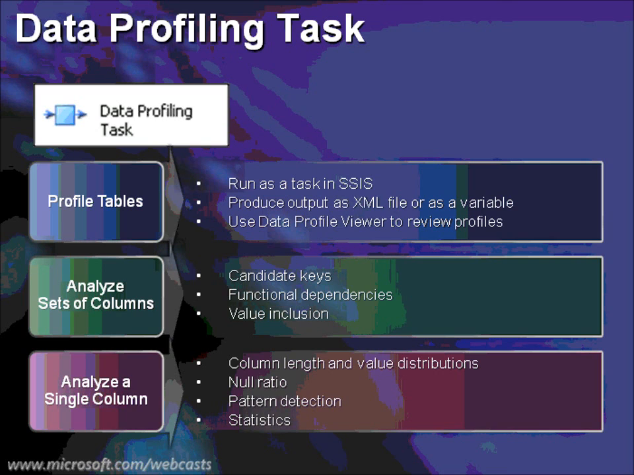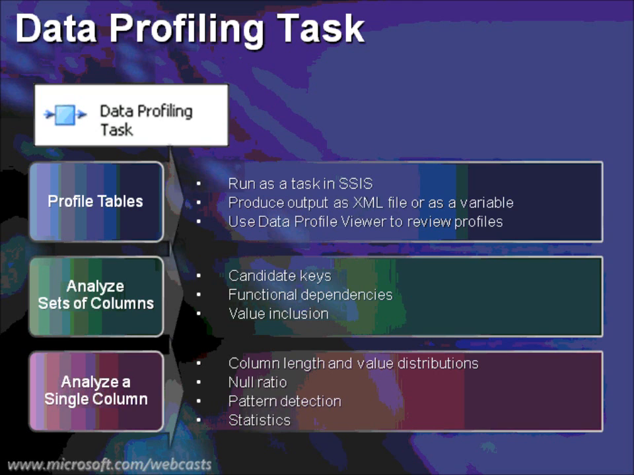The data profiling task includes profiles that operate on sets of columns. For example, you can use the candidate key profile type. We're going to see that in a demo in just a moment, to examine one or more columns to determine whether the values in the examined columns uniquely identify each record in the table. This definitely will make more sense when we get into the demo. Therefore, you're going to represent a key column or columns.